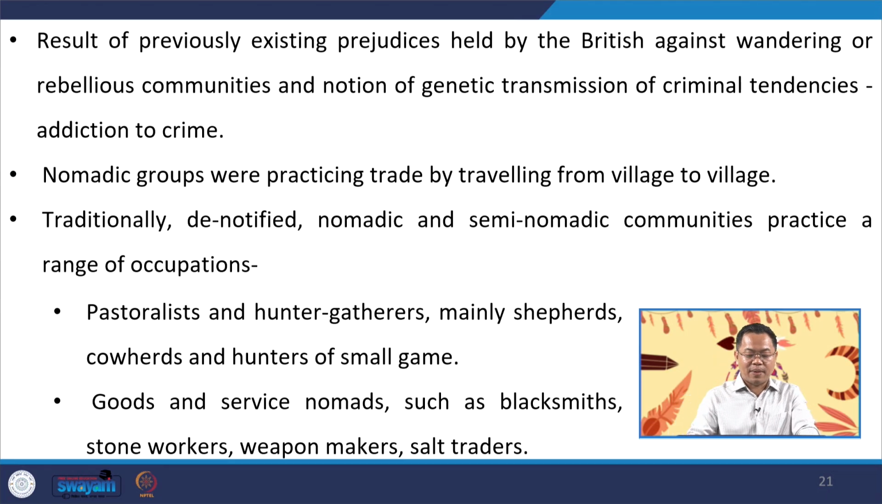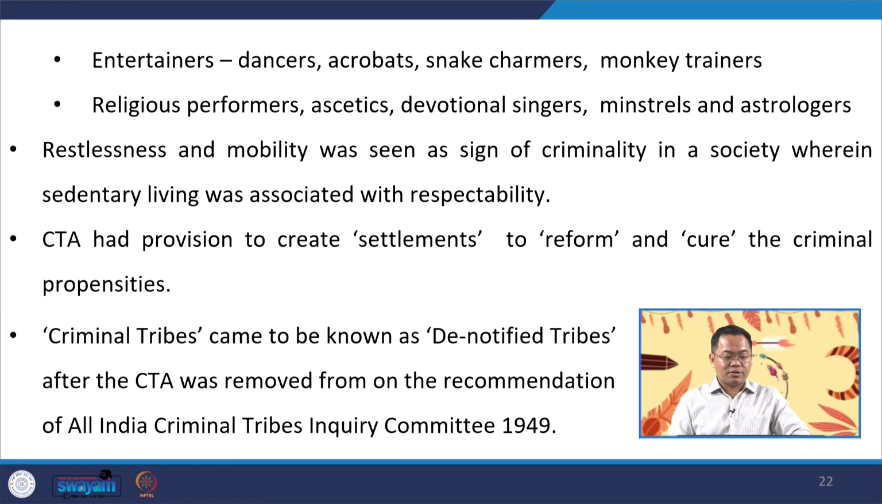For instance, pastoralists and hunter-gatherers, mainly shepherds, cowherds and hunters of small game; goods and service nomads such as blacksmiths, stone workers, weapon makers, salt traders. They are also entertainers, dancers, acrobats, snake charmers, monkey trainers. They are also religious performers, ascetics, devotional singers, minstrels and astrologers.